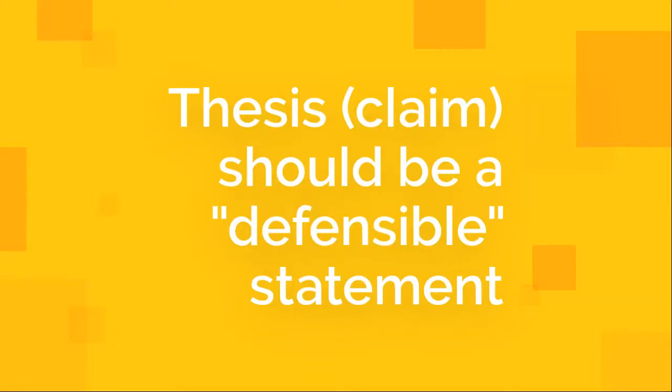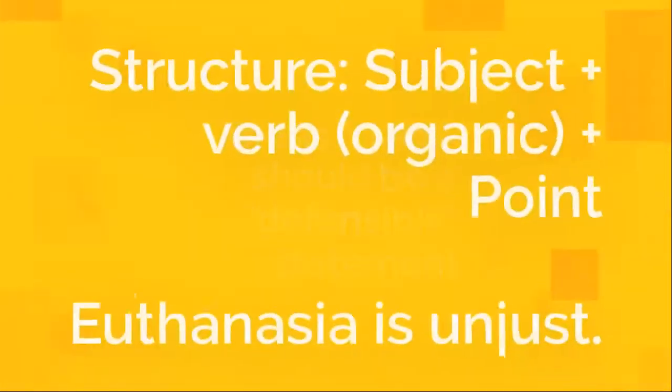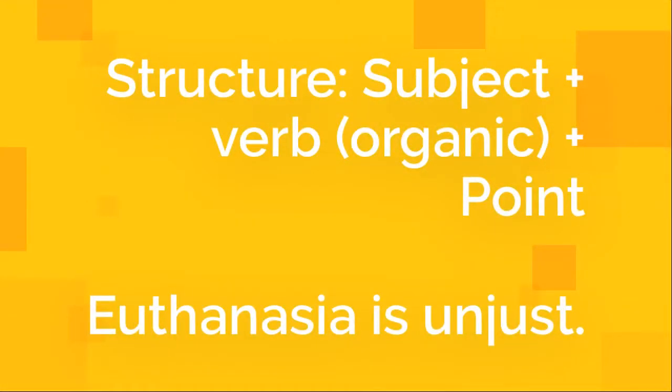Okay. Instead, you have to keep in mind that your thesis needs to be defensible. It has to be a statement that has an oppositional or a countering position. Okay, so let's take a look at the structure. And this is just the beginning of the structure. Okay, so every thesis statement, undoubtedly, has both a subject and a point. So here's an example. Subject, euthanasia.